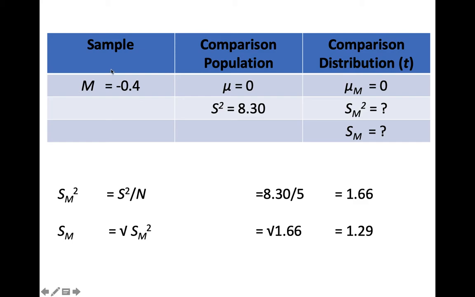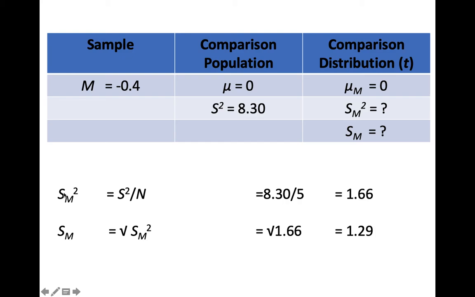We've got an average change in our sample of -0.4. So on average, test scores actually went down by 0.4 points. Our comparison population under the null hypothesis would have a change of 0. We just figured out that the estimated variance in this population would be 8.3. Our comparison distribution, that is the distribution of means that would be formed by taking every possible random sample of size 5, will be centered around a mean of 0. And now we're going to use our estimate of population variance to figure out the variance and the standard deviation of this distribution of means.